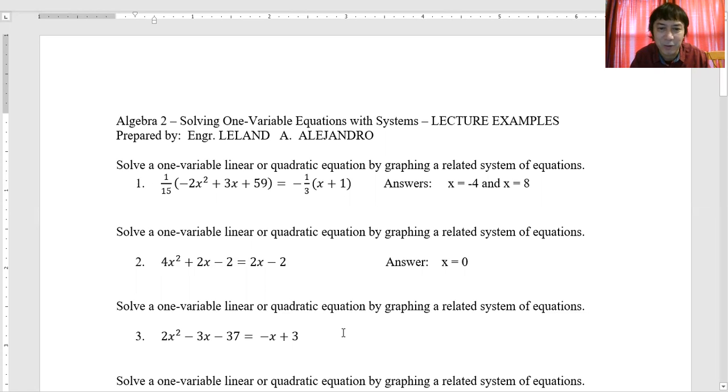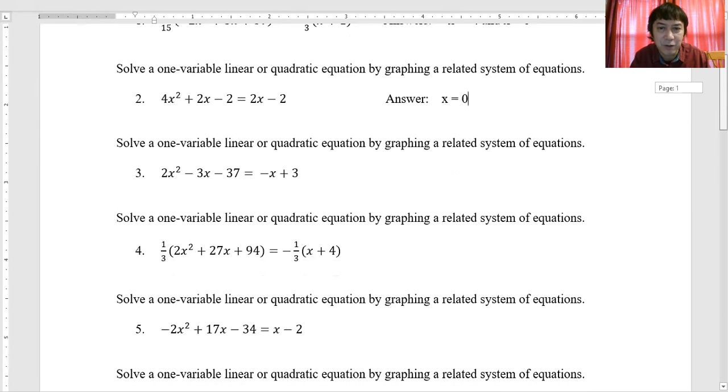So we're doing now the third. Here's our third. Solve a one variable linear or quadratic equation by graphing a related system of equations. So just copy and paste and then proceed to your graphing calculator.